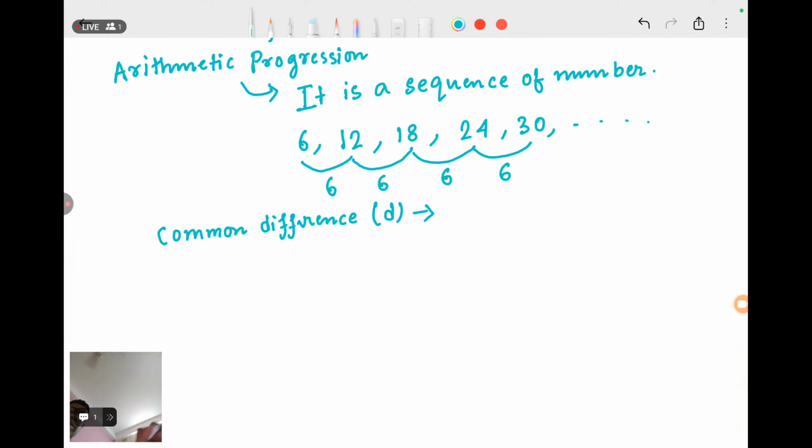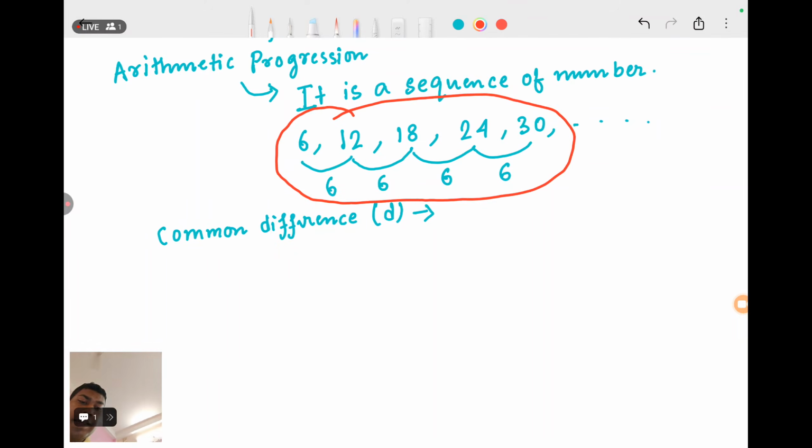तो अरिथमेटिक प्रोग्रेशन में कॉमन डिफरेंस क्या है? अगर हम लोग ये सीरीज देखें, तो कॉमन डिफरेंस क्या है इसका? 6 है. ठीक है, तो कॉमन डिफरेंस का फॉर्मूला क्या है? ये सीरीज हम फिर से लिखते हैं. 6, 12, 18, 24, 30. तो ये है T1. ओके, मतलब टर्म 1 T1 है.